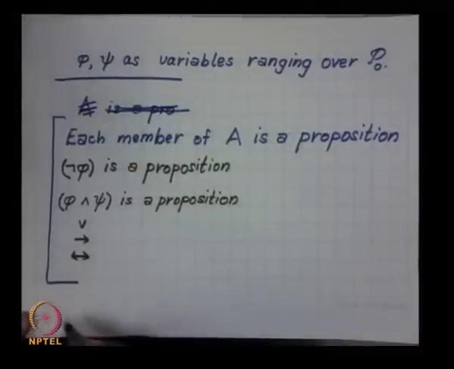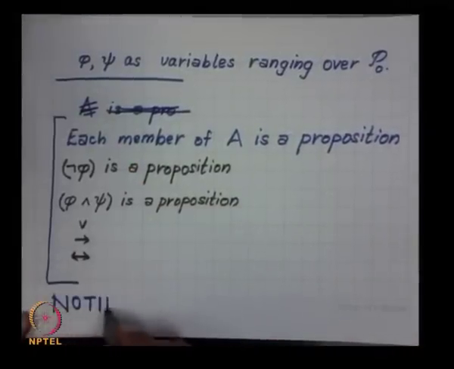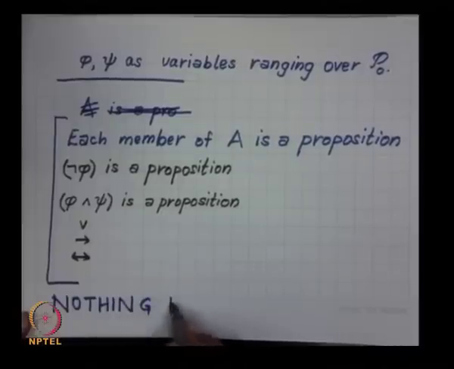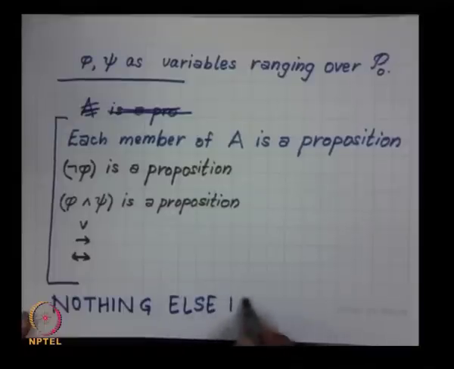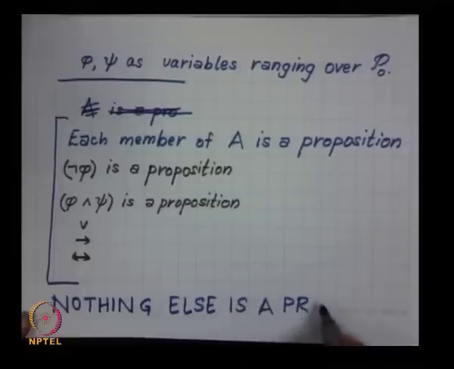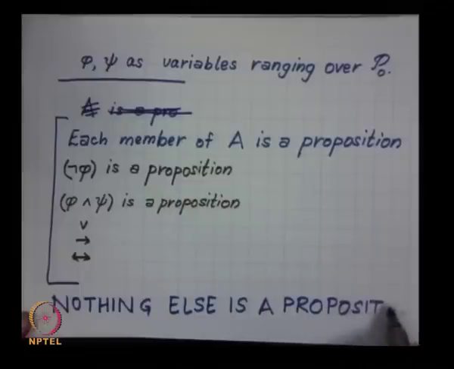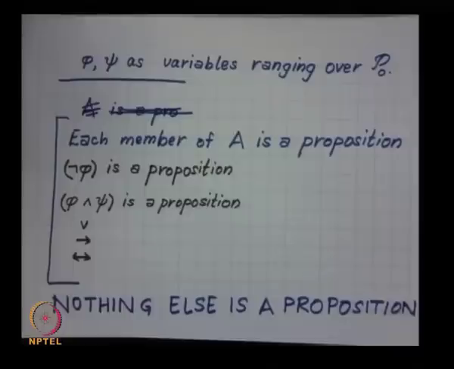And what we are also saying, and this needs to be emphasized, is that besides these, nothing else is a proposition. Right? So what we are saying is that you cannot take any junk elements from outside and combine them with the operators of propositional logic in order to get any proposition. Is it clear? So this is how programming languages are defined.